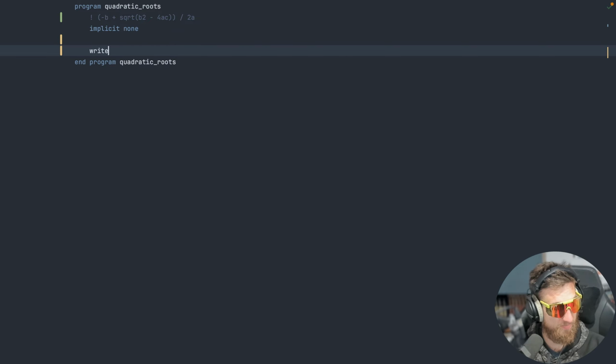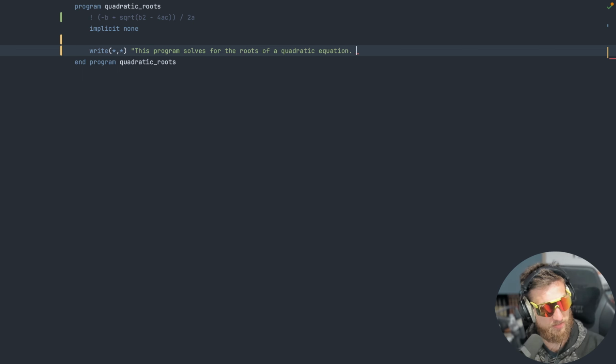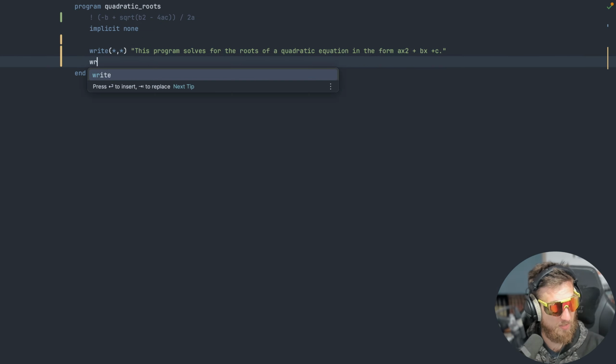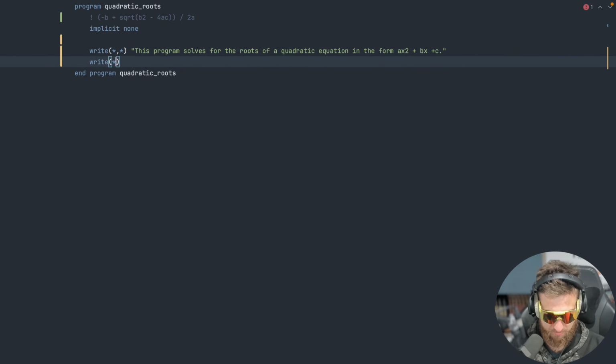So let's start by writing our program. We're just going to print to standard out. The first thing: this program solves for the roots of a quadratic equation in the form ax squared plus bx plus c. And then let's do another line and say, please tell me the values of a, b, and c.